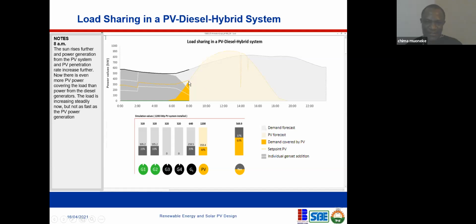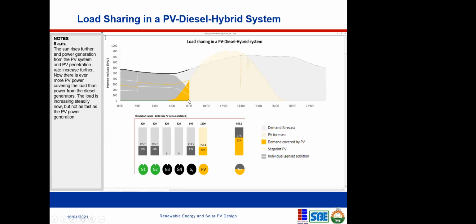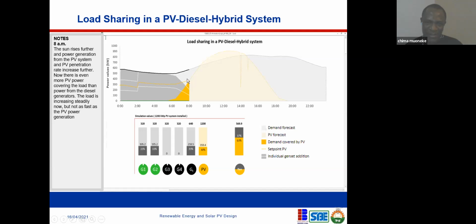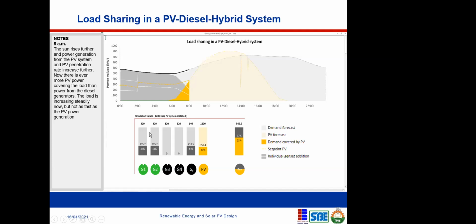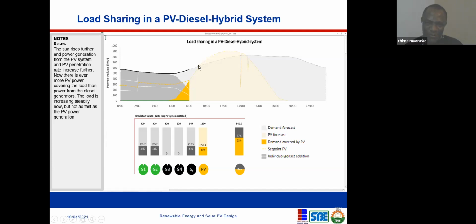Now you can see that this is the load, okay? But this is what the PV system is powering. So the remaining load here is being powered by the generator. Now what he's saying is that from this point, you can see that the load is beginning to increase very fast, okay? Because it is morning time and a lot of activities are beginning to happen.